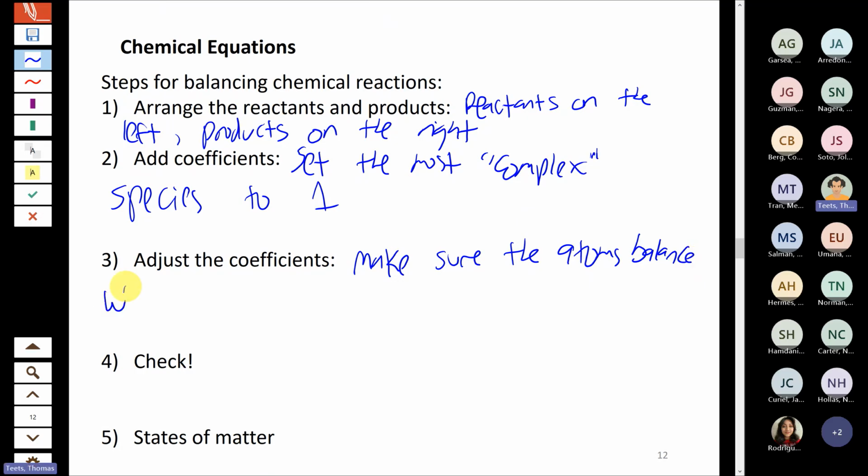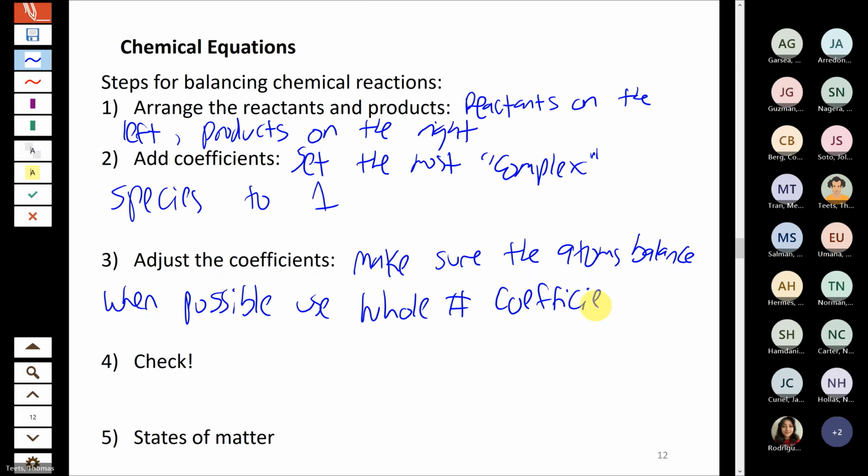And even though it's not always necessary to do this, conventionally we use whole number coefficients and we use the smallest ratios as well. So if we're asking you to balance an equation and that's like the whole problem, just balance the equation, you do want to make sure you get the smallest set of whole number coefficients as possible.